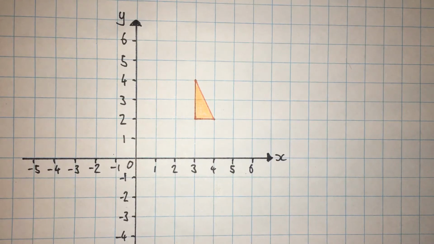There are three pieces of information that we need in order to rotate an object. We need to know which direction the object will turn in. We need to know where the center of that rotation is, and we need to know the number of degrees of the rotation. Let's make a note of those now.